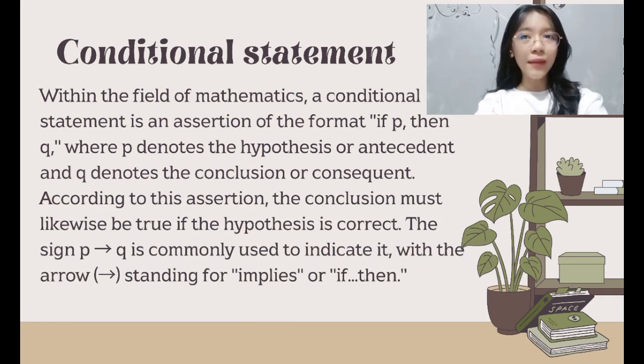Within the field of mathematics, a conditional statement is an assertion of the format if P then Q, where P denotes the hypothesis or antecedent and Q denotes the conclusion or consequent. According to this assertion, the conclusion must likewise be true if the hypothesis is correct. The sign P to Q is commonly used to indicate it, standing for implies or if then.